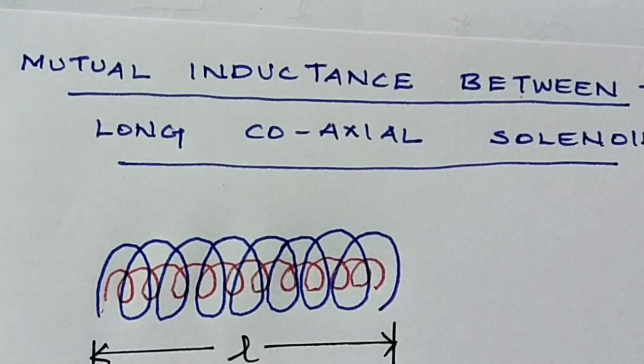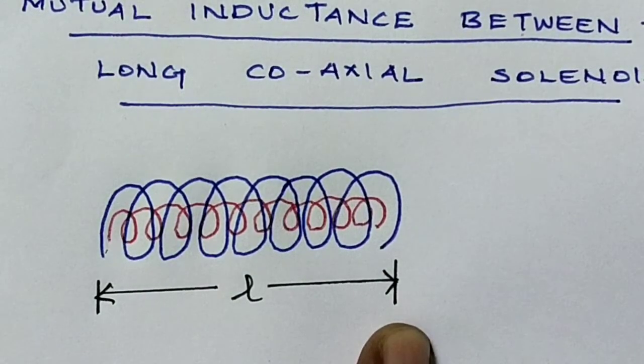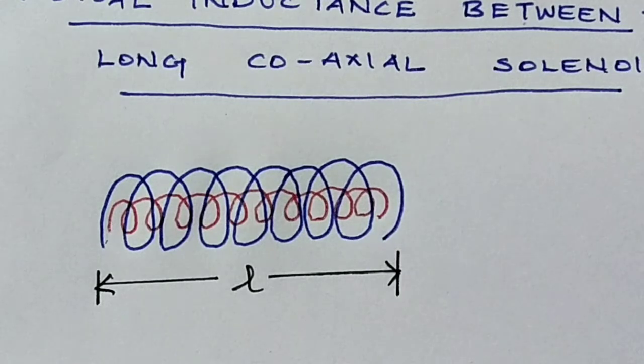Today I will discuss the topic of mutual inductance between two long coaxial solenoids. Consider two long coaxial solenoids of the same length L. The magnetic field produced inside the solenoid is a uniform magnetic field.